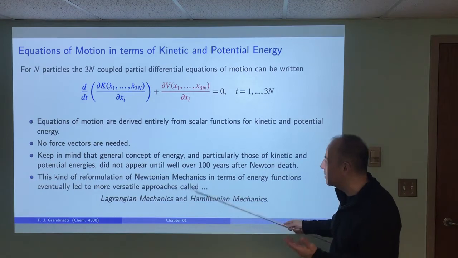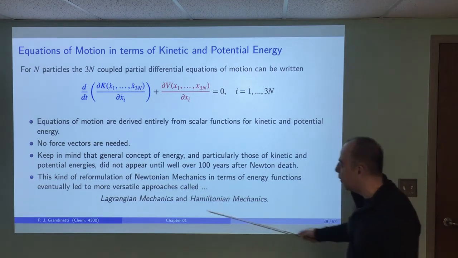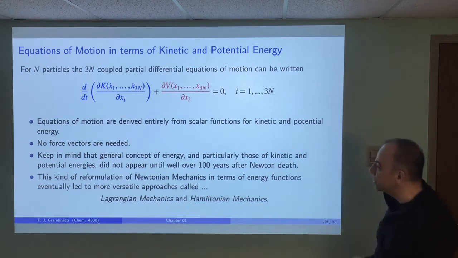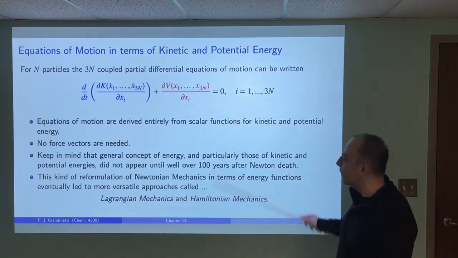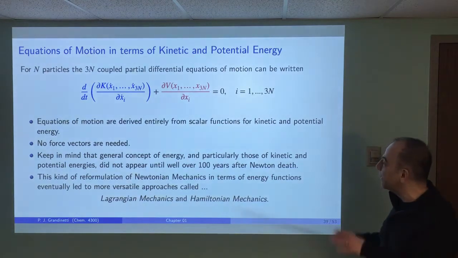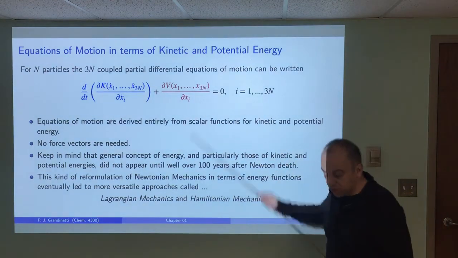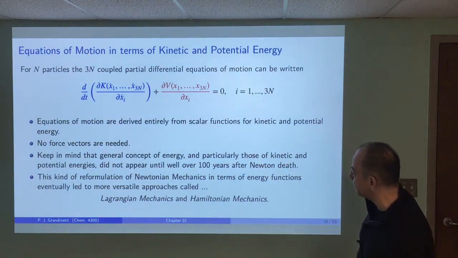There are other formulations of ways of doing this. One is called Lagrangian mechanics. Another one is called Hamiltonian mechanics. And these are even more versatile than what I've written here. But I just want you to get the general idea that we can describe what's going on in terms of these two functions of the system.